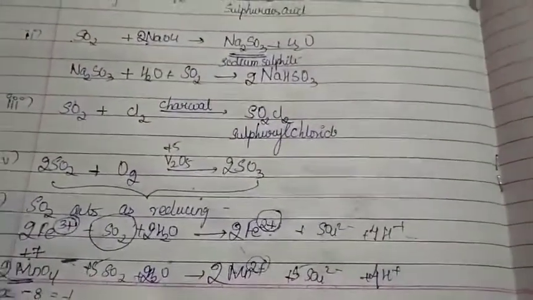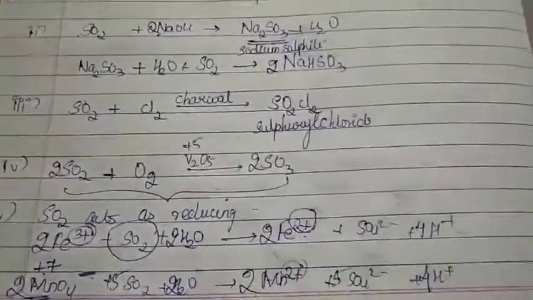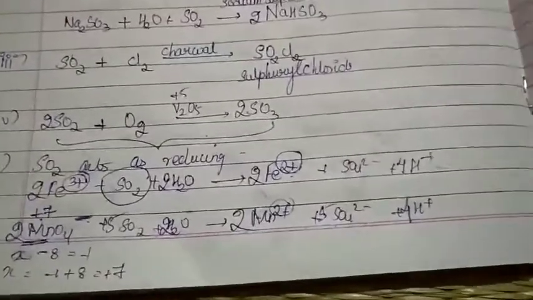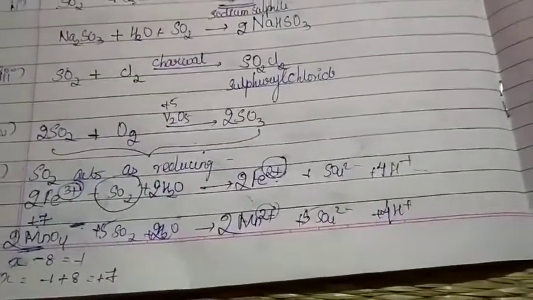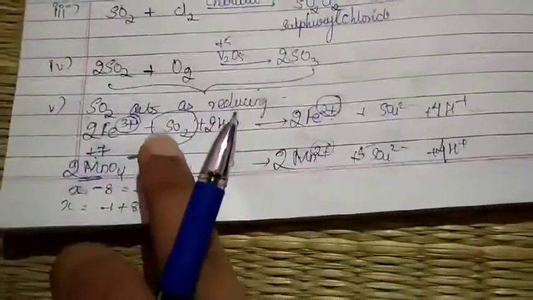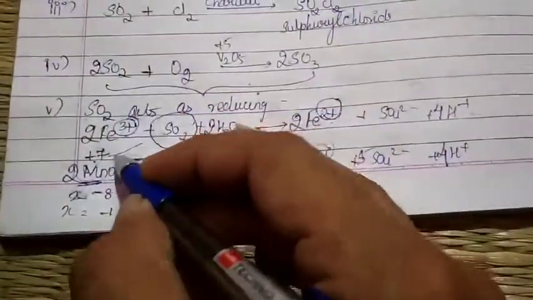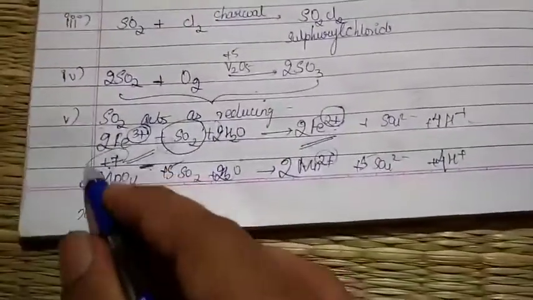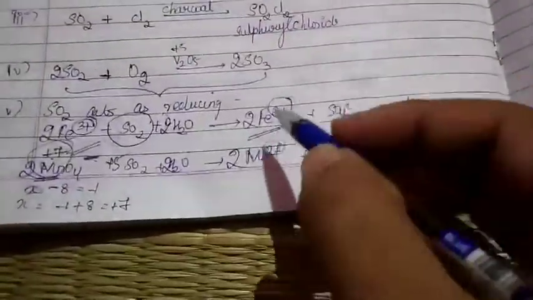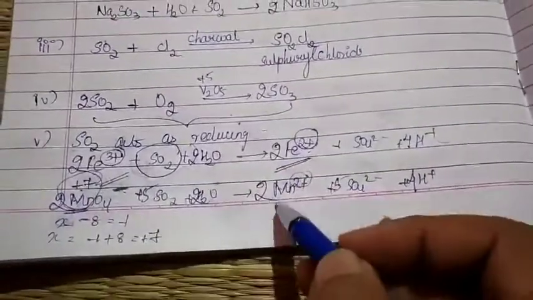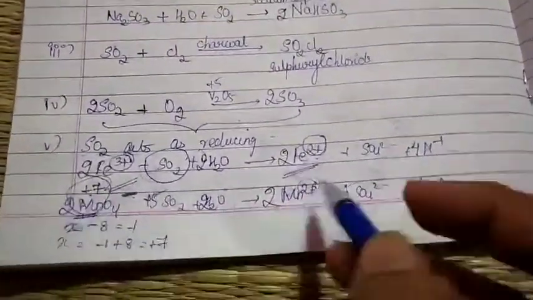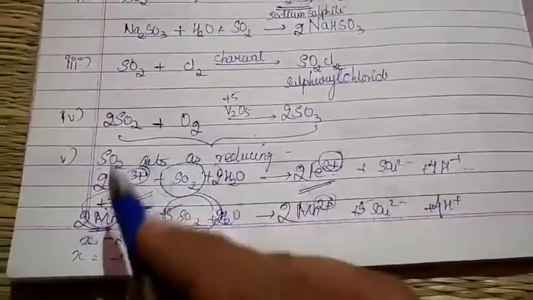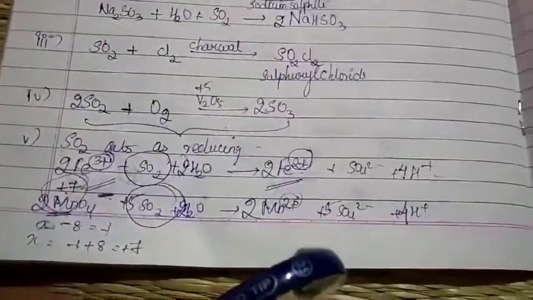Coming to the reaction of sulfur dioxide with oxygen, it gives you sulfur trioxide. Similarly, the most important part is that your SO2 acts as a reducing agent, which is proved in the following reactions, where your Fe3 plus has been reduced to Fe2 plus in the presence of SO2. Similarly, your Mn plus 7 has been reduced to Mn plus 2, which indicates that in the presence of your SO2, sulfur dioxide acts as a reducing agent.